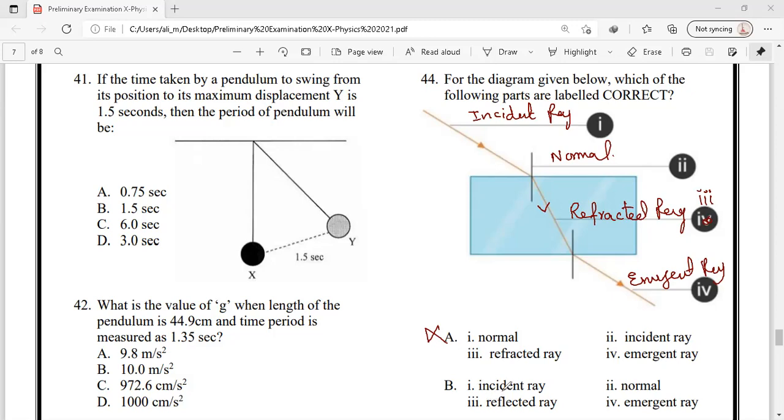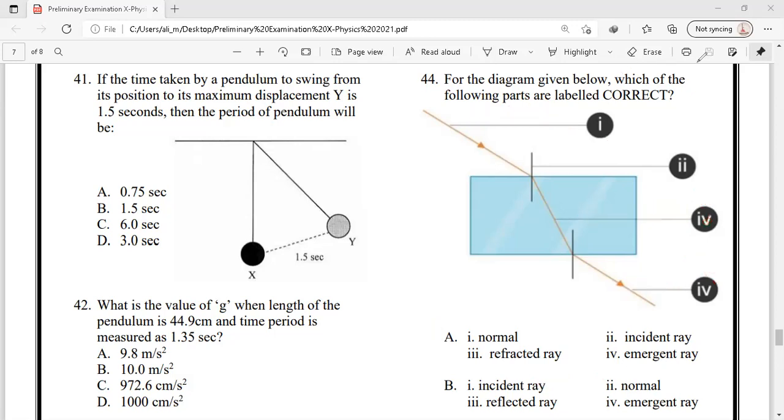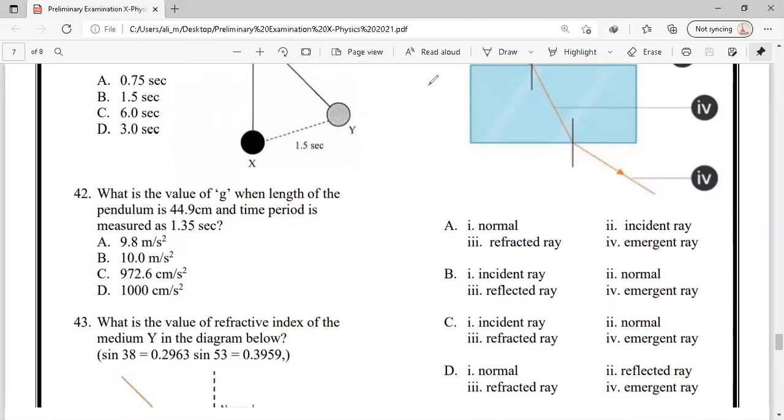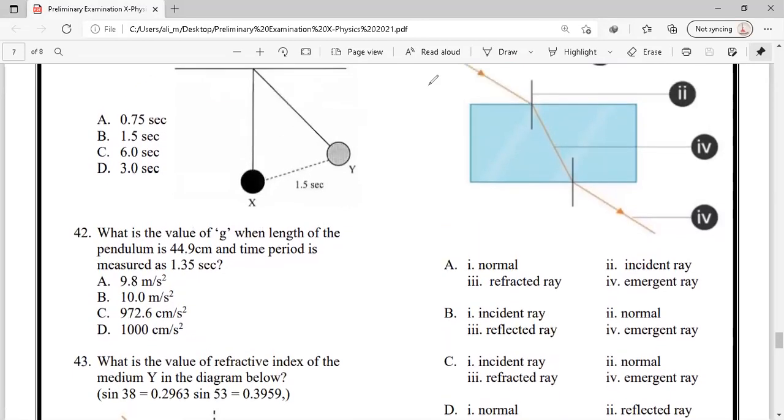In option B, one is incident ray, two is normal, three is reflected ray, and the fourth one is emergent ray. So option B is also incorrect. Let's see the other one, option C: incident ray, normal, refracted ray, and emergent ray. And option D is incorrect. So option C is the correct answer for this question: one is the incident ray, second normal, third refracted ray, and the fourth emergent ray.